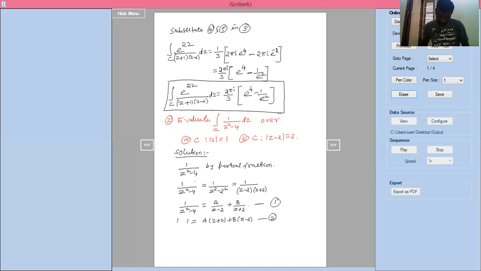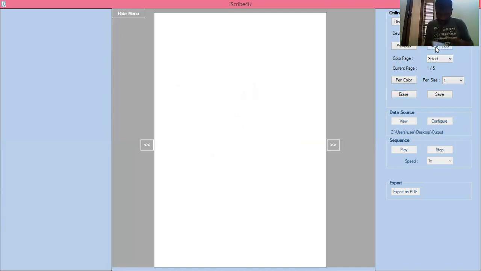Now put z equal to 2 in equation 2. Then z minus 2 is 0, and 2 plus 2 is 4. So 1 equals 4A, and 1 by 4 equals A. This is the value of A.